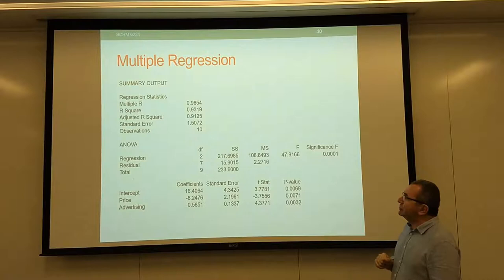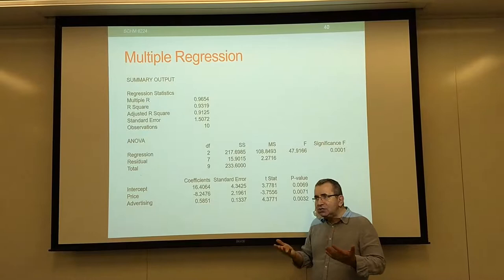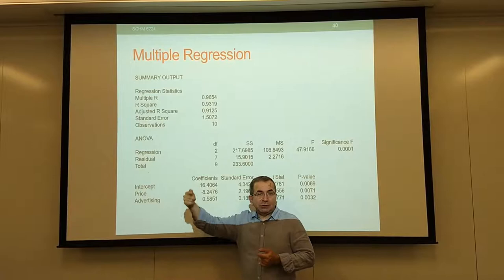Regression analysis is also called causal modeling. We briefly talked about this. Causal because of the dependent-independent variable idea. So why do sales go up or down? Because you increase price or you increase advertising, decrease advertising.